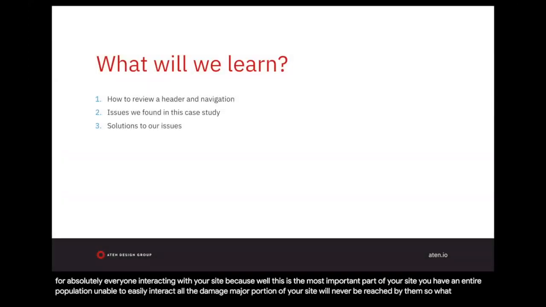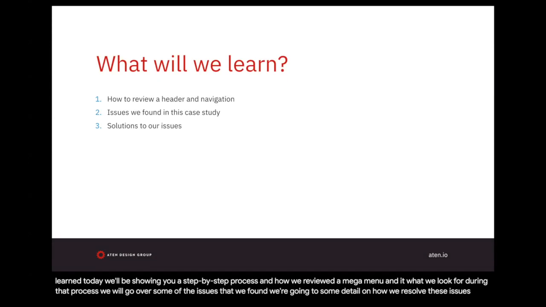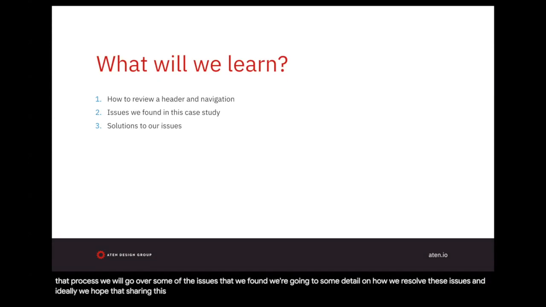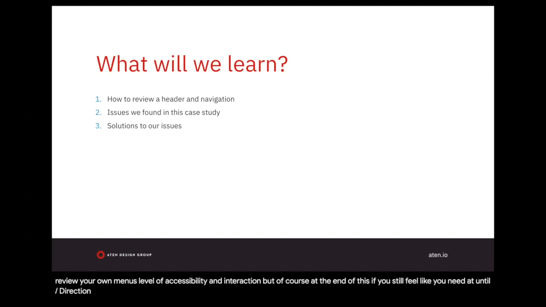So what will we learn today? We'll be showing you a step-by-step process and how we reviewed a mega menu and what we looked for during that process. We will go over some of the issues that we found, and we'll go into some detail on how we resolve these issues. And ideally, we hope that sharing this case study and our step-by-step with you will empower confidence into your team to be able to review your own menu's level of accessibility and interaction. But of course, at the end of this, if you still feel like you need Aten's help or direction, we're always here as a resource. So let's hop into the whole program.